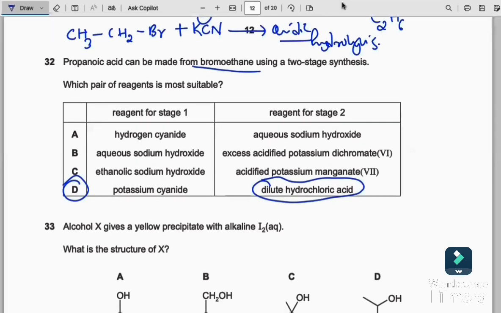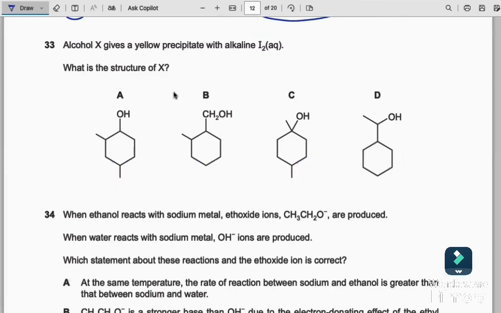Question number 32, propanoic acid can be made from bromoethane using a two-stage synthesis. We just finished this now. 33. Alcohol X gives yellow precipitate with the alkaline iodine. What is the structure of X?